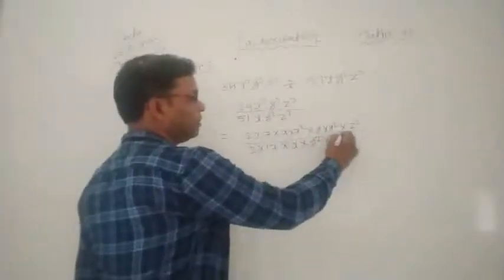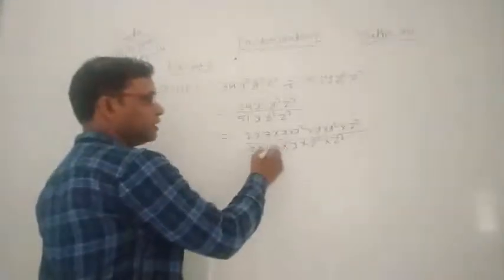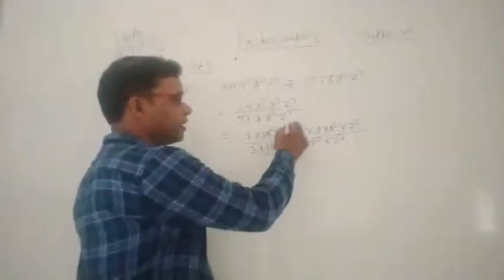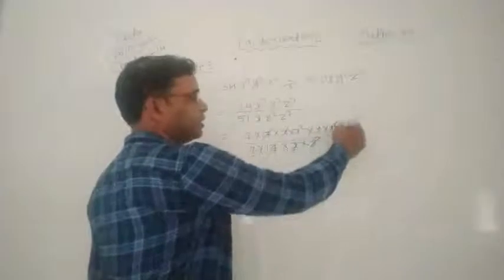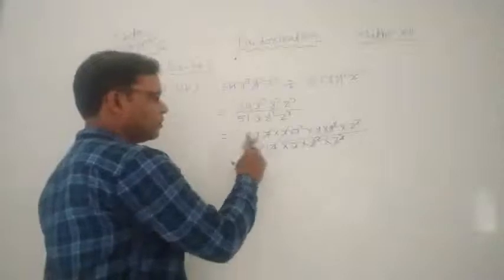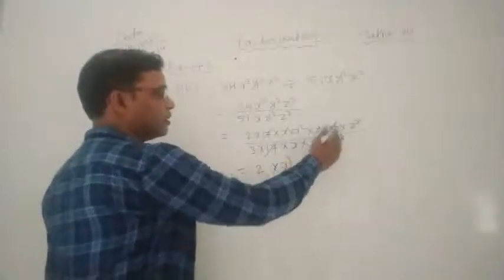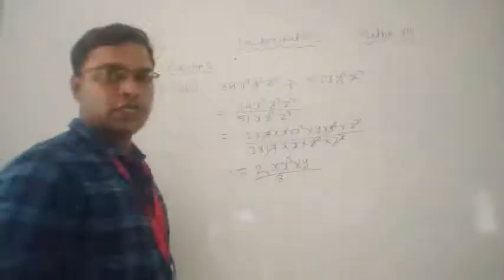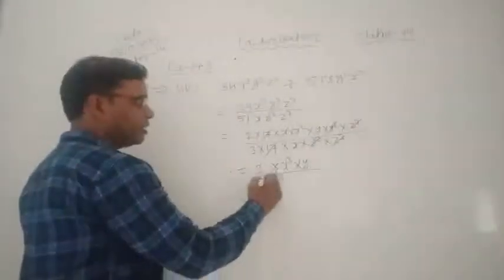Now this is z power 3. Clear? So you can see here 17 is common. 17 is cancelled from here. X is also cancelled. X and y square, z power 3, z power 3 is cancelled. So what we have? We have here 2 divide by 3. So in this way you can see we obtain the quotient if we divide this.